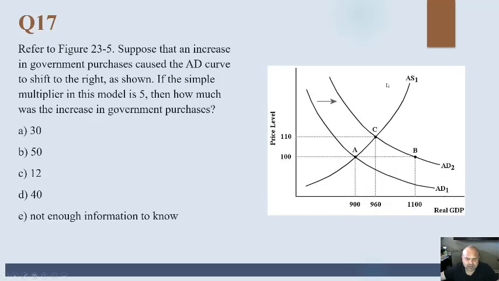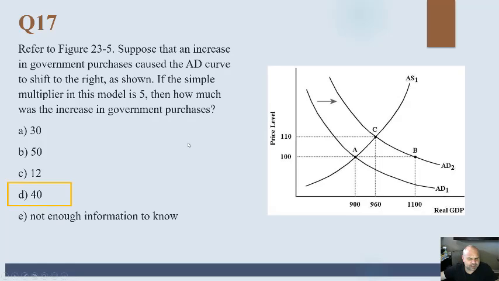So here's this diagram again, except here we just have the aggregate demand curve shift. And it's saying, suppose that an increase in government purchases was the cause of this aggregate demand curve shifting to the right. If the simple multiplier in this economy is 5, then how much was the increase in government purchases? So hit pause and think about this for a sec.